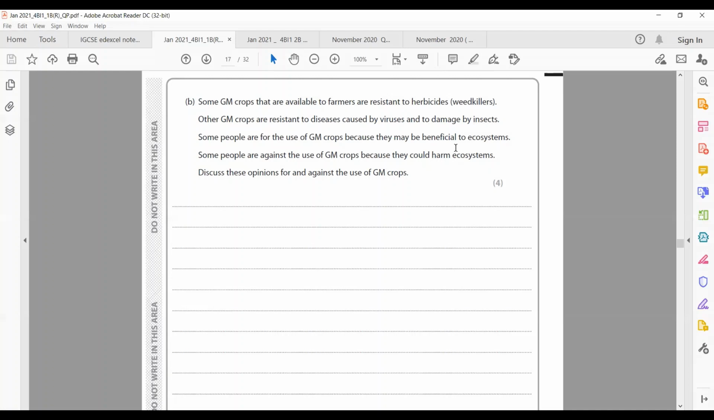هو هنا على الايكو سيستم not على الهيومنز. The effect على الايكو سيستم. Okay.